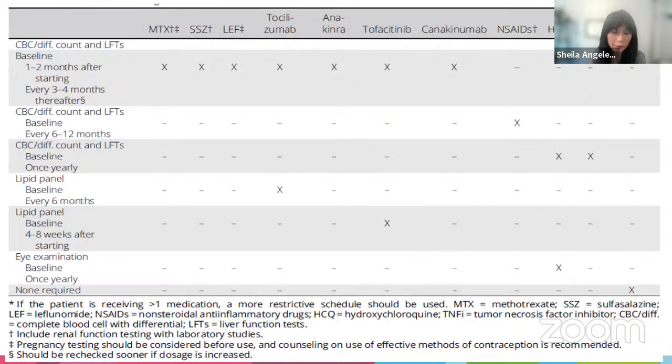So this is a nice table from the guidelines I showed you earlier, just to show the different frequencies of checking lab monitoring depending on the medication. So methotrexate, tocilizumab, tofacitinib, TNF inhibitors: the baseline monitoring and how frequently you check them after.